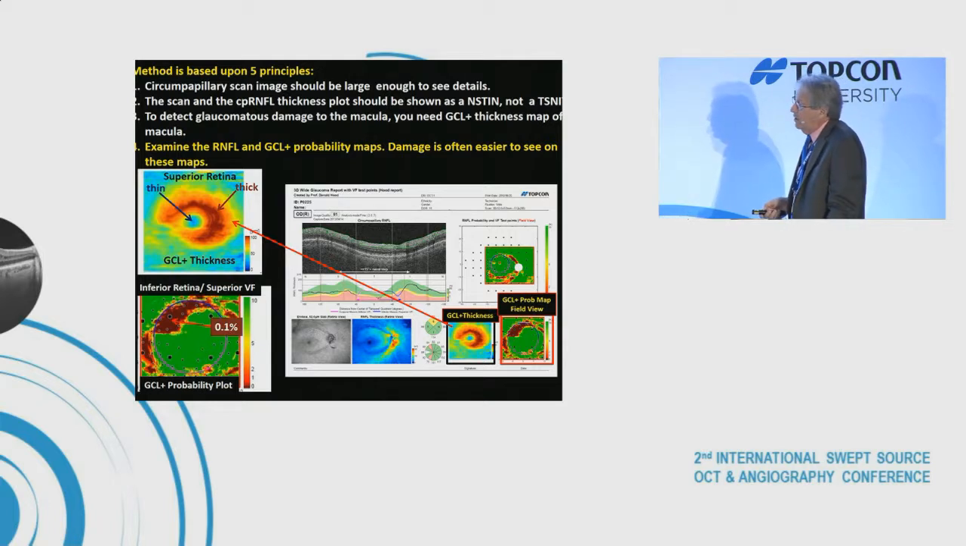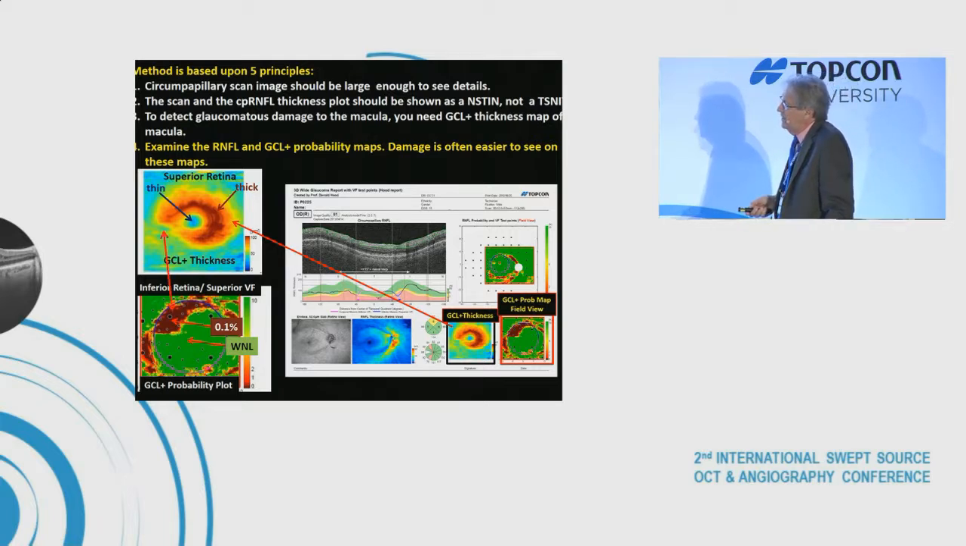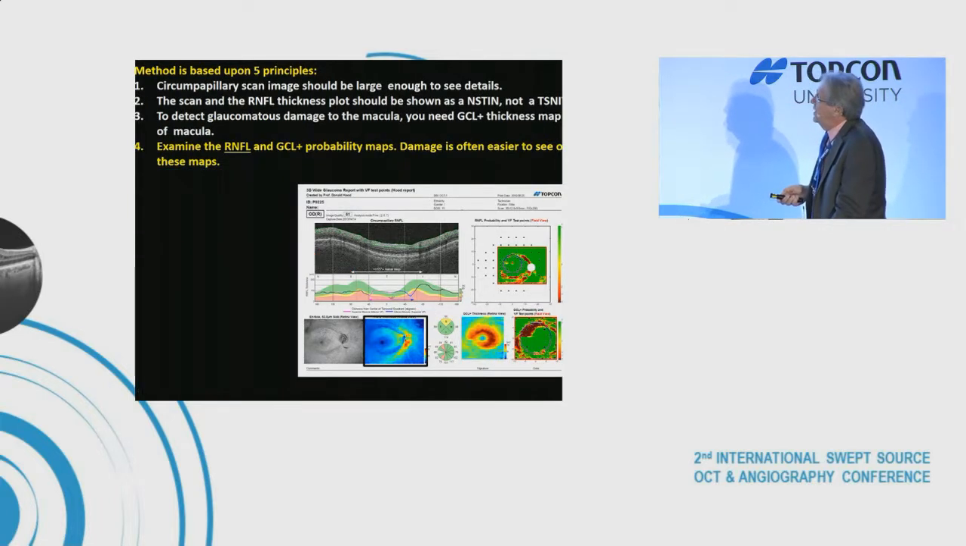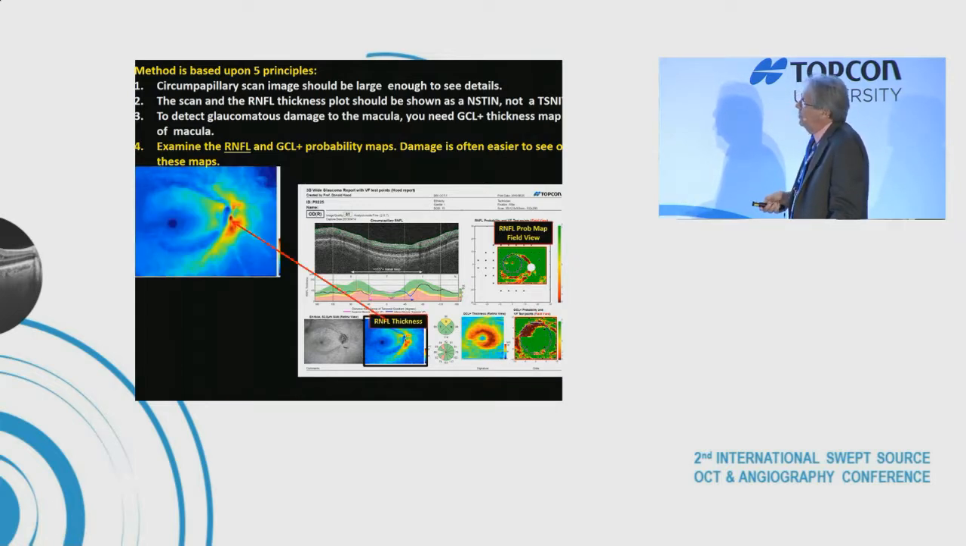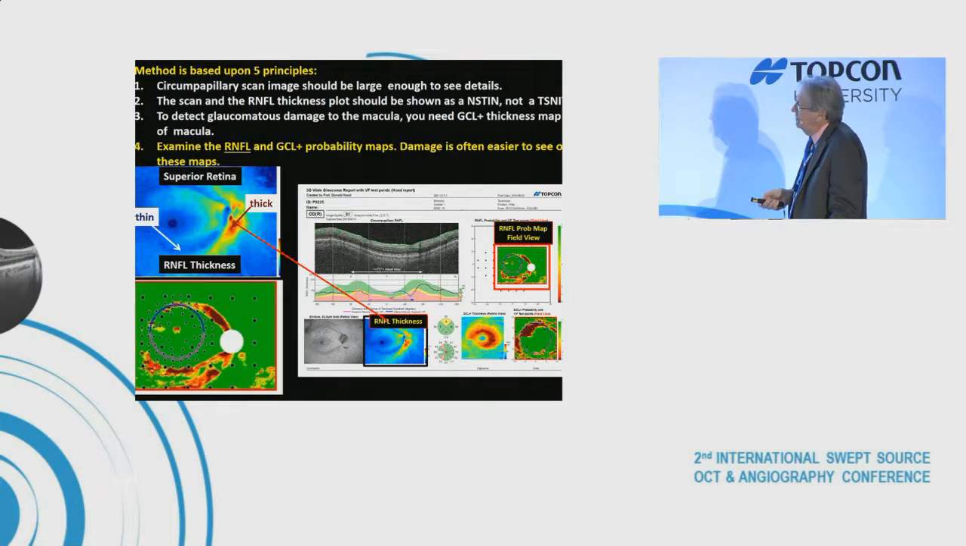Dark red here is significant at the 0.1%. Red would be 1%. Yellow would be 5%. It's a continuous probability plot. And green would be 10%, within normal limits. All right? So this defect here is that defect there. Okay, we do the same thing for the retinal nerve fiber layer. So we take this thickness map, turn it into a probability map, thick, thin, superior retina, and this probability map here is flipped. So this is the inferior retina now, and this shows you where the significant thinning is.